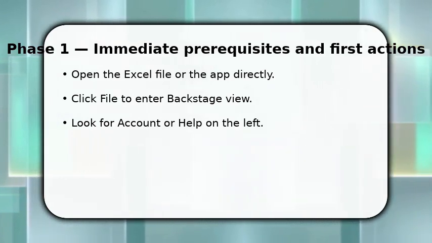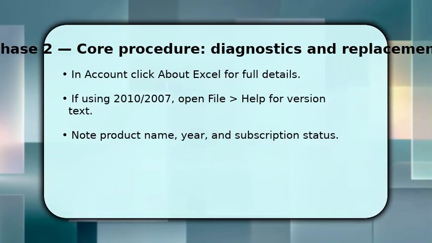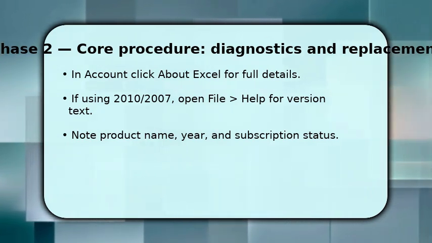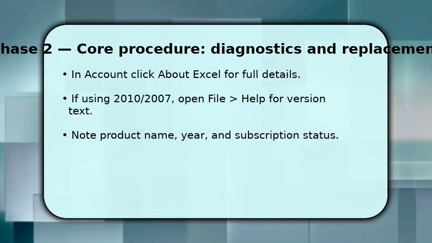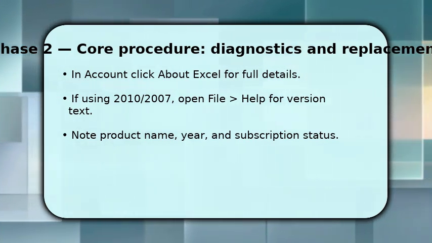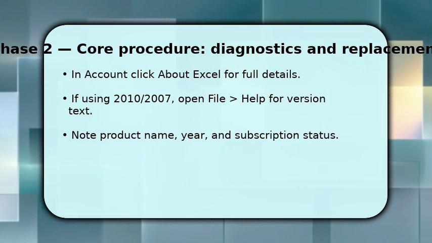Once done, click About Excel from Account to open the dialog with exact version, build number, and bitness. For Excel 2010 or 2007, use File then Help to view the version text near the top right. Make sure to read both the product name and the 4-part build number. Those tell you release and update level.